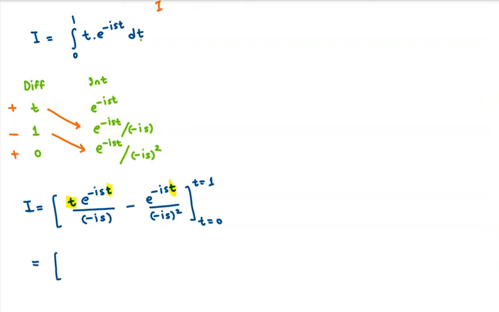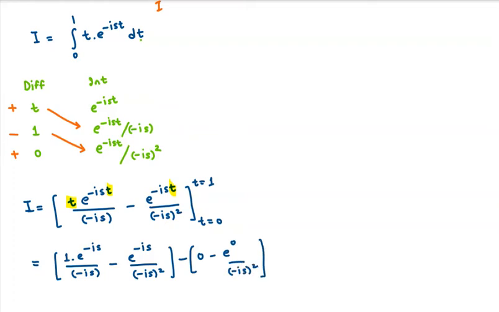Okay, so when we replace it by 1, we get 1 times e power minus iota s over minus iota s, minus e power minus iota s over minus iota s to the power 2, because the value of t is 1. Now when we substitute 0, 0 multiplied by anything, the first term will become 0, and e power 0 over minus iota s to the power 2.